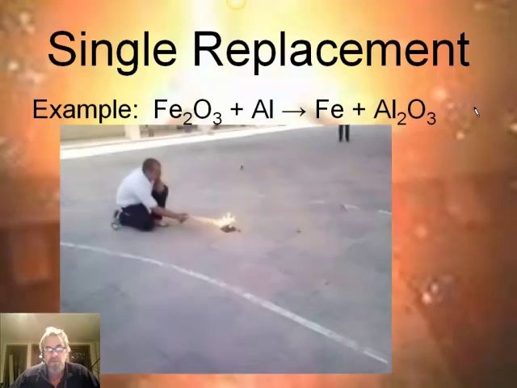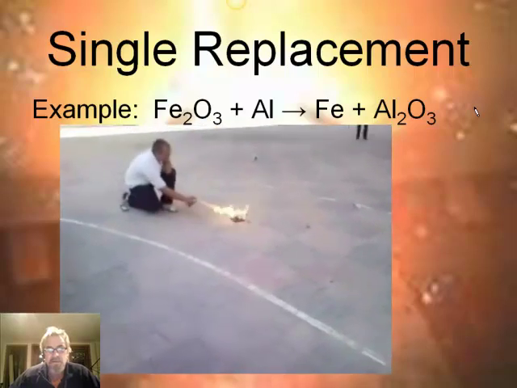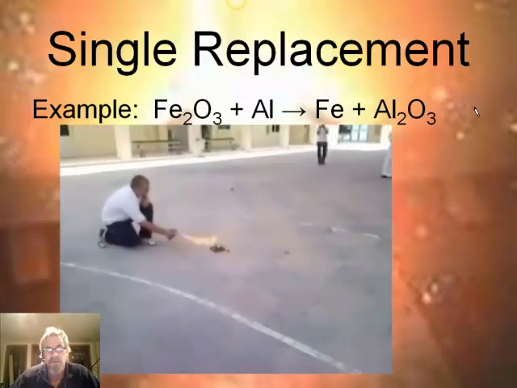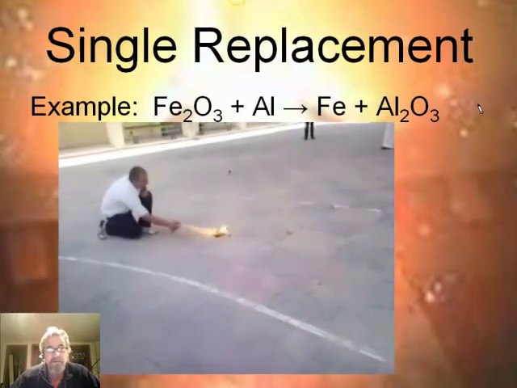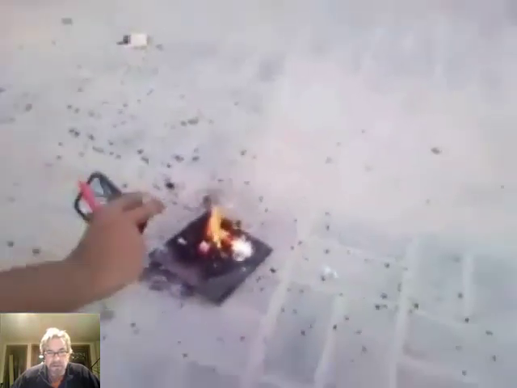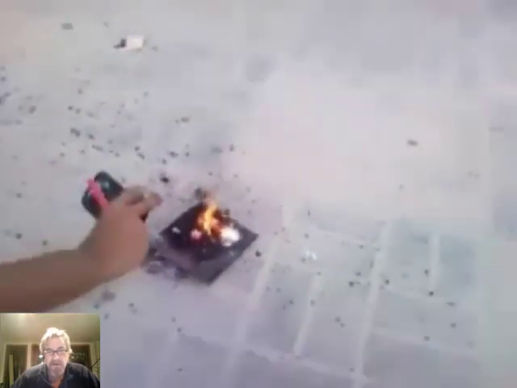Here's another example of a single replacement reaction. This guy's trying to light this mixture of iron(III) oxide and aluminum. It'll produce aluminum oxide, a solid, and it'll also produce liquid iron. As the reaction proceeds, you'll see that once it gets started, it's a pretty violent reaction, and it happens pretty rapidly. When you look at it close up, you can see a smoldering pile there, but somewhere in there is some liquid iron that's now solidified.